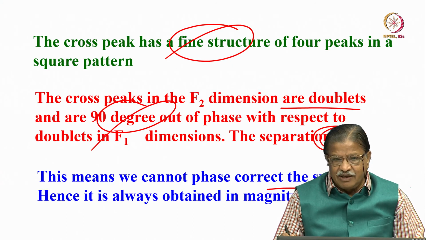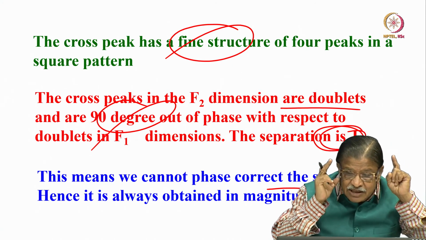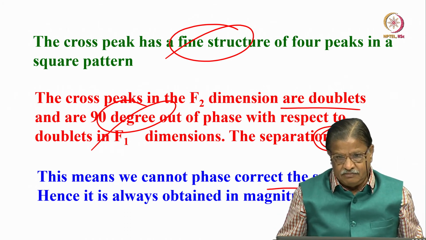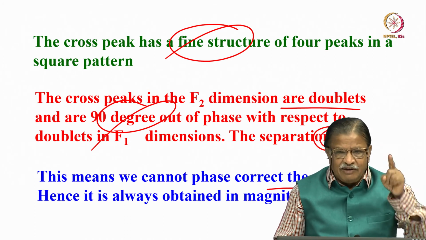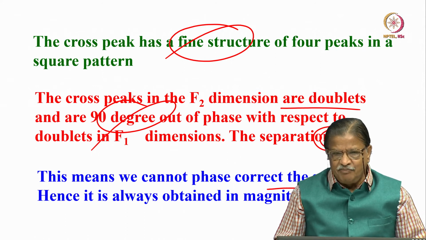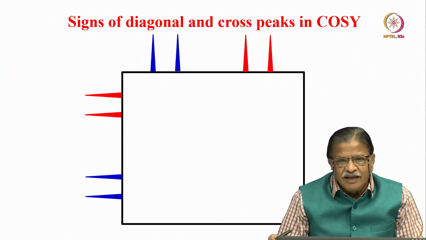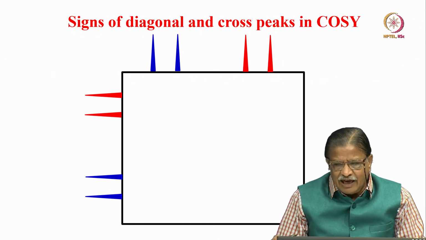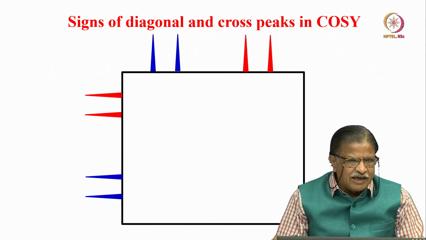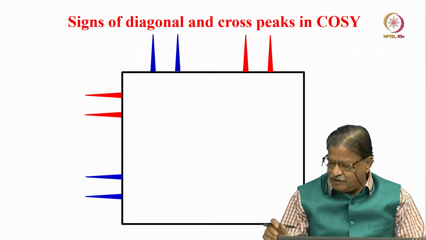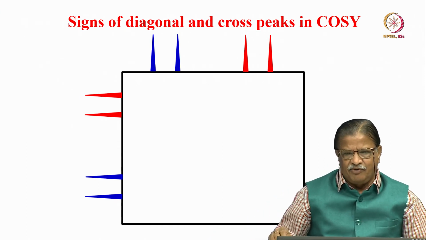As a consequence, the spectrum of the COSY is always represented in the magnitude mode. That is the important thing. Okay. So, we will diagrammatically see how these diagonal peaks and cross peaks come, etc. It takes some more time to explain. It will take at least more than 5 minutes.